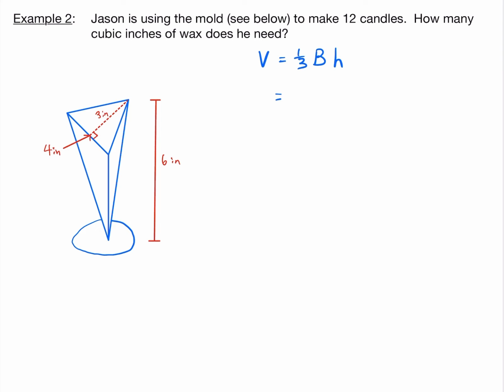Okay, and that's equal to 1/3. The area of the base is this triangle here. We're given the height, and we're also given the base of the triangle. We know that the area of a triangle is 1/2 the base times height. Okay, and that's the area of our base, and then we have to multiply that by height. So I should probably call this the height of the triangle and the base of the triangle, so we don't get our B's and H's mixed up.